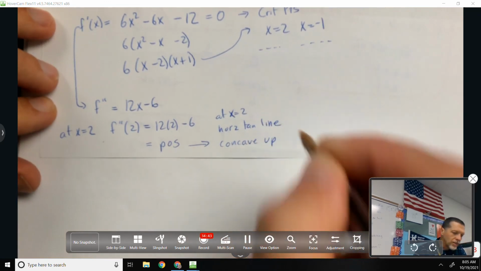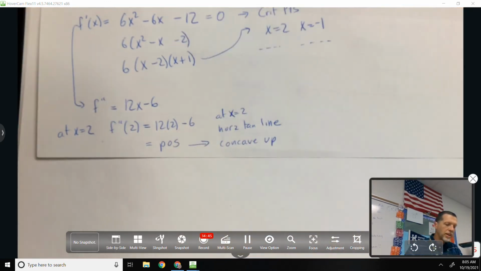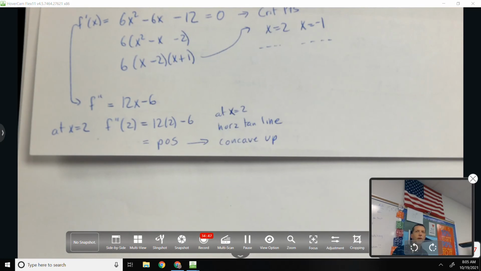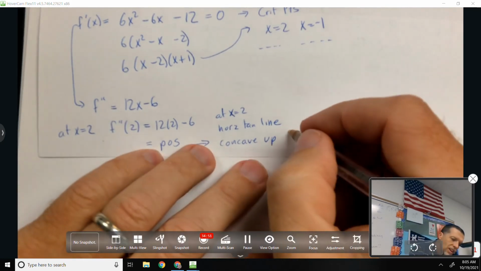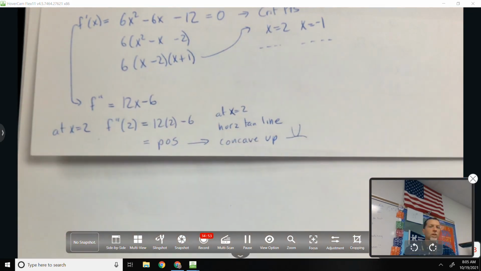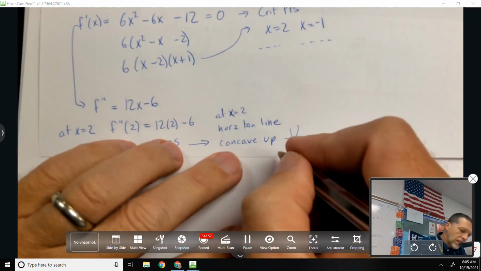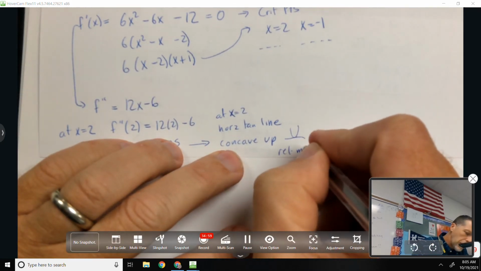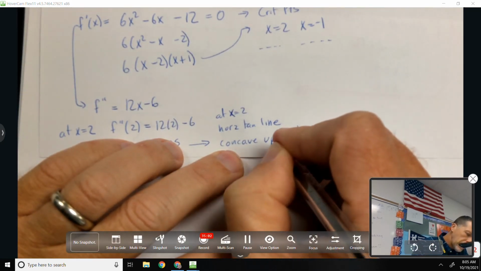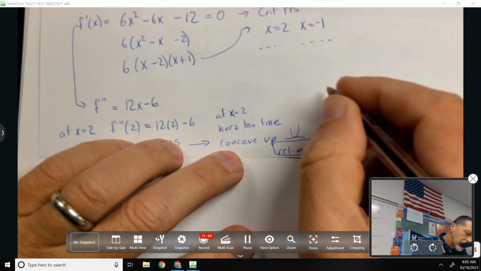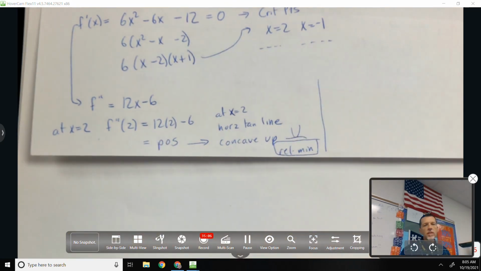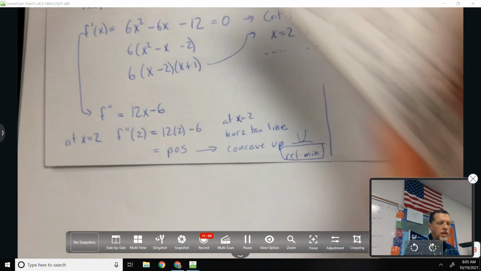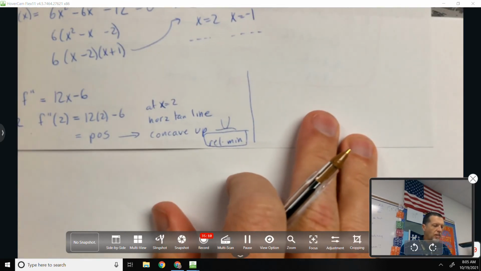So again, I don't have this combination memorized. I think about it every time. If we're concave up and there's a horizontal tangent line, what's going on at x equals 2? That's a relative min at x equals 2. Again, I don't memorize that combination of stuff, I think about it.